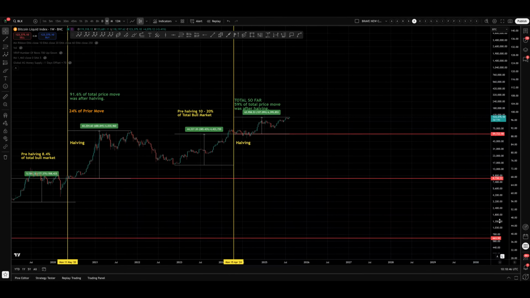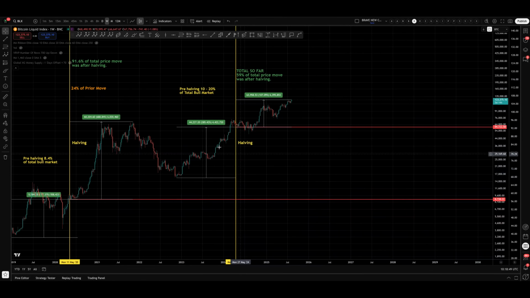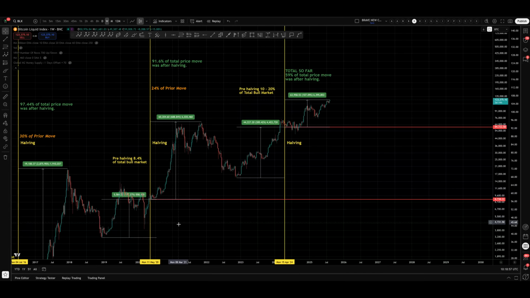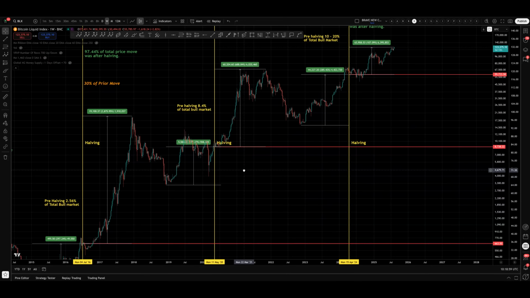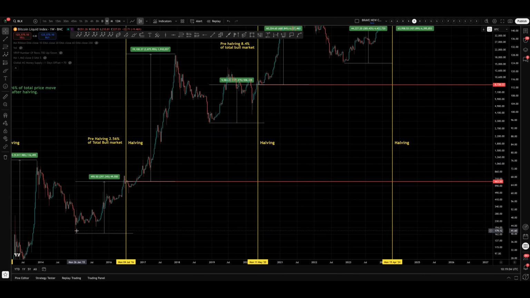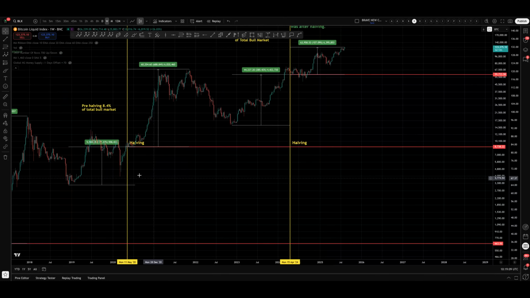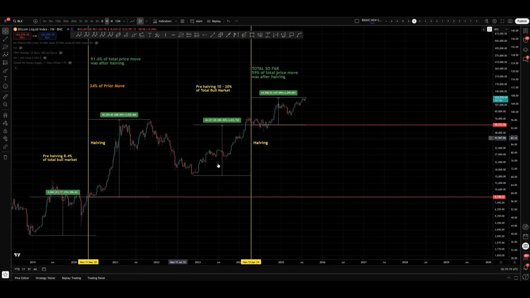Now we can see here as well, in this cycle so far, we saw a 285% gain pre-halving. This is actually an extremely strong performance historically. This is almost on par with the pre-halving gain from the bottom of 2015 through to 2016, and it is greater than the pre-halving gain that we saw of 177% from the lows of 2018 to the halving of May 2020.